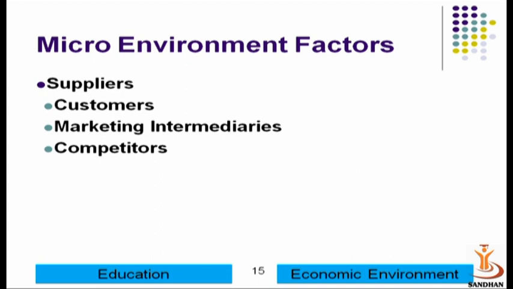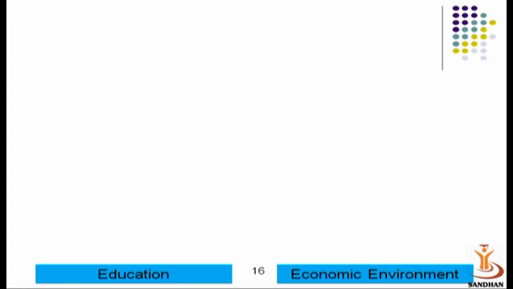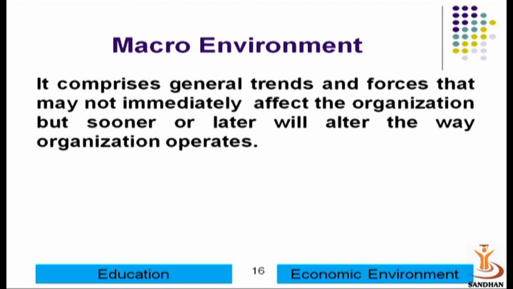Next, when I speak of macro, macro means larger. The macro environment comprises general trends and forces that may not immediately affect the organization, but sooner or later will alter the way the organization operates. So these are all those factors which are totally not in the control of the business, but affect the business at large. I think you might have got it.